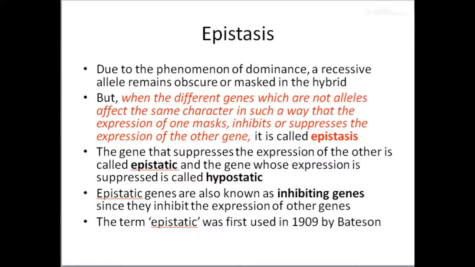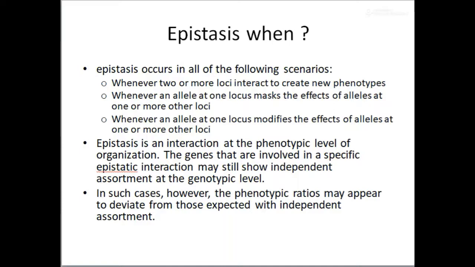Usually, the gene that suppresses the expression of the other is considered epistatic, and the gene whose expression is suppressed is referred to as hypostatic. Since these epistatic genes inhibit the expression of other genes, we also call them inhibiting genes. The term epistatic was first used in 1909 by Bateson. Now, this was the common concept of epistasis which we have come across for years. But now the concept of epistasis has been modified to a broader extent.